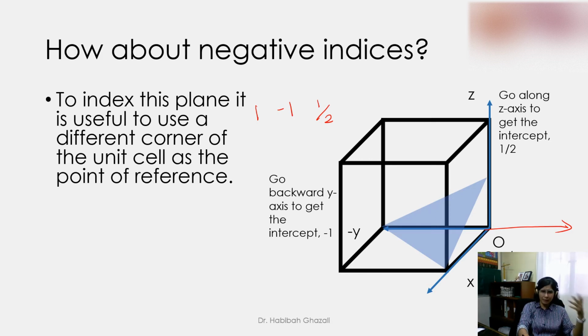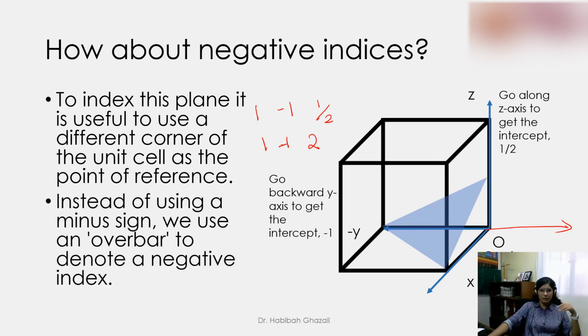Reciprocate them and get your Miller indices. So I have 1, 1, and 2. And this is -1. With the negative, instead of using a minus sign, we use an over bar to denote the negative index. So this is my Miller indices for this crystal plane.